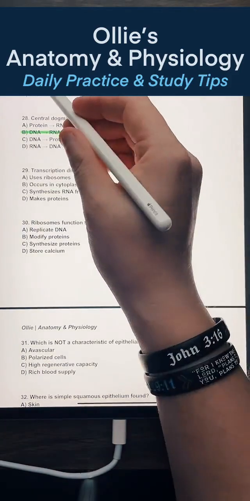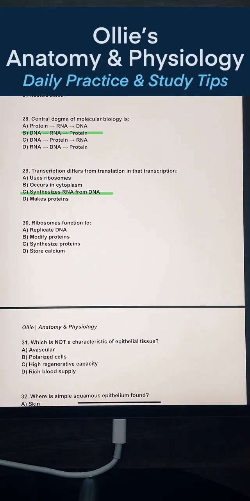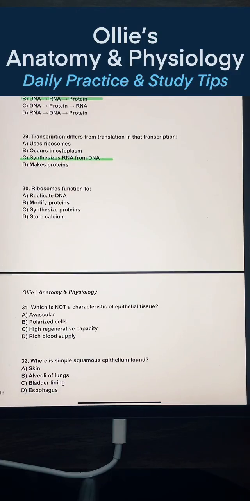Number 29 is C. We're going to synthesize RNA from DNA. Transcription occurs in the nucleus, converting our DNA to mRNA. Translation in the cytoplasm is where we get that mRNA to a protein. Number 30, ribosomes function to what? A, B, C, or D? Last cell biology question here, and then we're going to move into some histology questions.